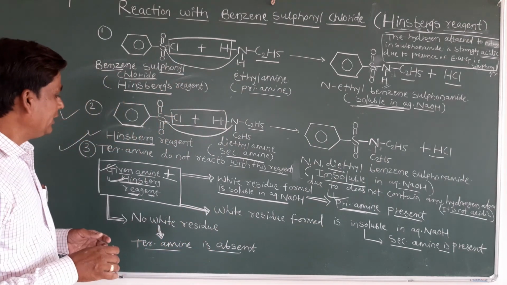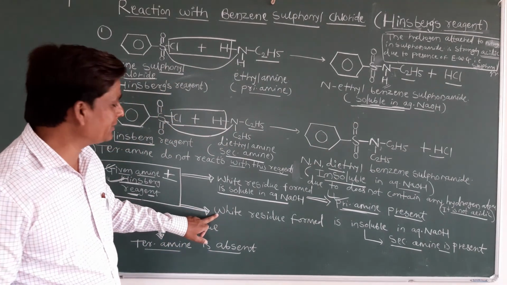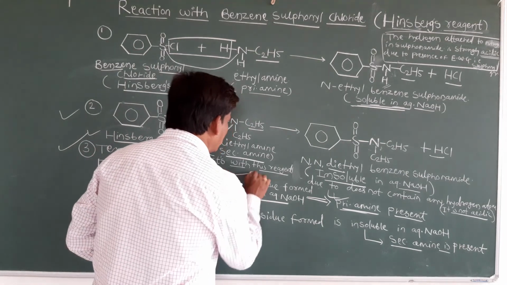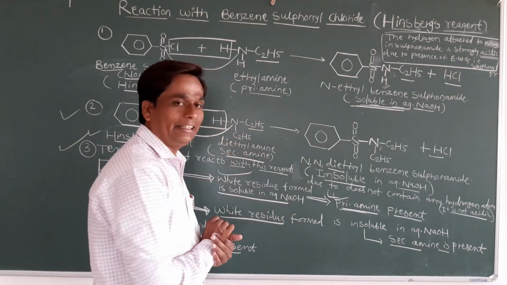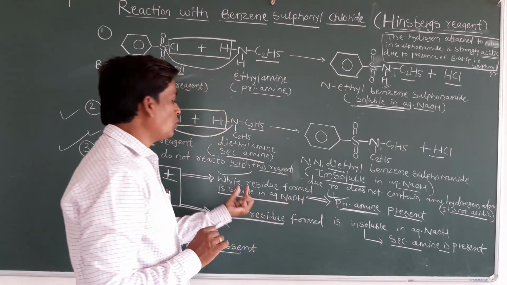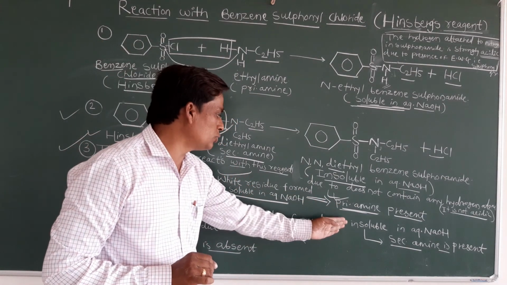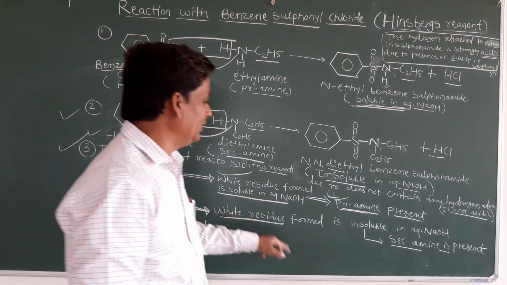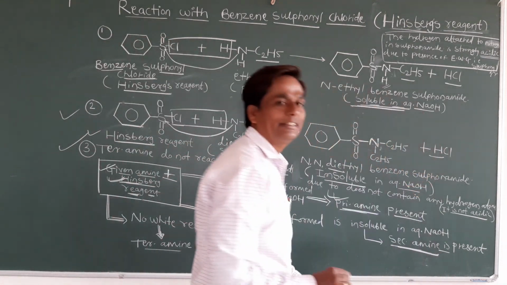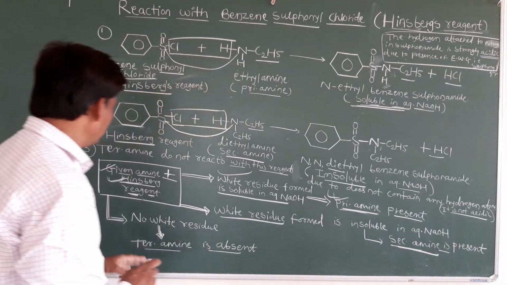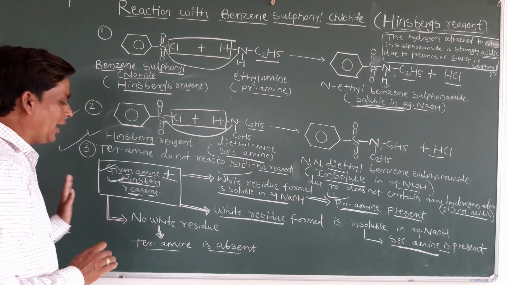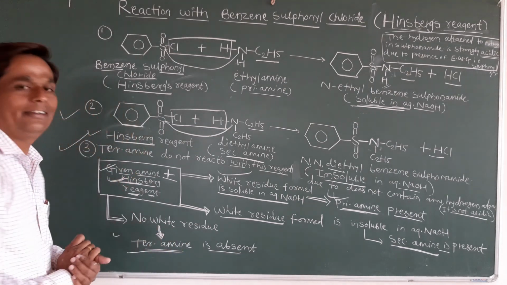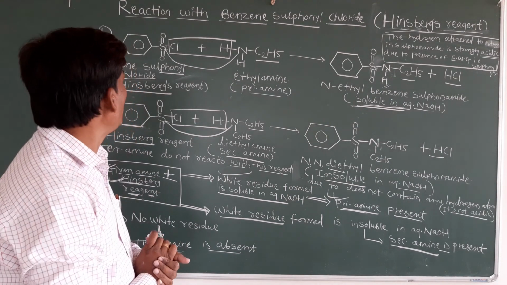But if you get a white residue and it is insoluble in aqueous NaOH, here also you get a white residue, but here it is insoluble in aqueous NaOH. If it is insoluble, then it indicates a secondary amine is present. Now clear? If there is no white residue present, that indicates it is a tertiary amine. So now clear students, this is a very important reaction.